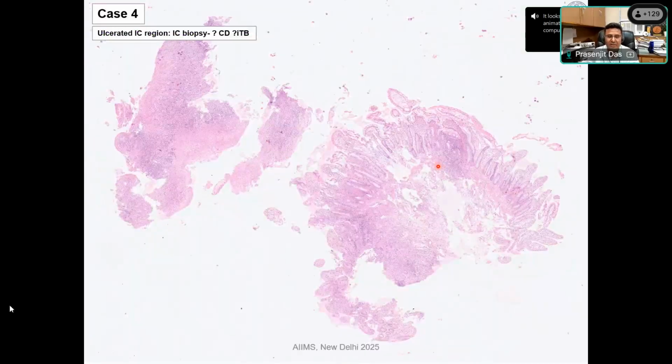So another student can come up. Anne-Marie, can you describe this? So there is a question, what do we say when we have neutrophils in the surface mucosal epithelium?